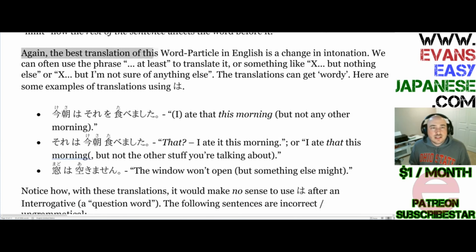Again, the best translation of this word particle in English is a change in intonation. We can often use phrases like "at least" to translate it. Or something like "X, but nothing else." Or "X, but I'm not sure of anything else."